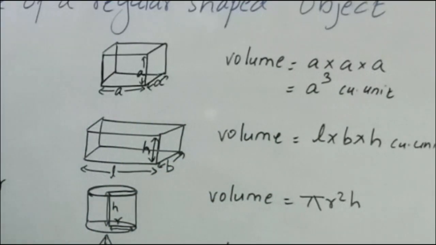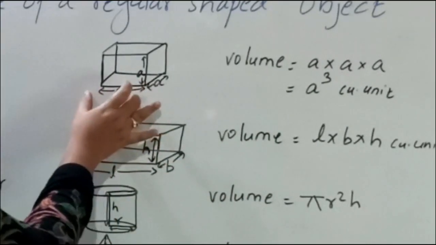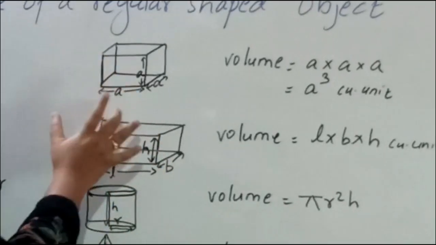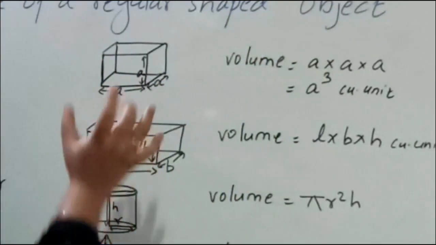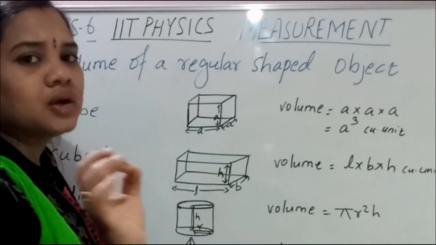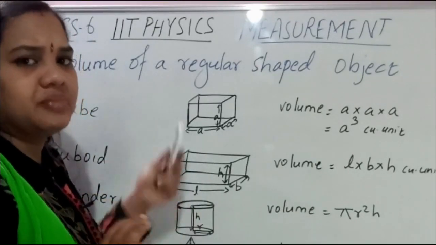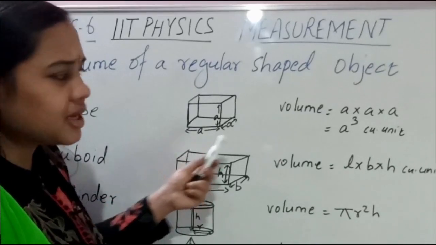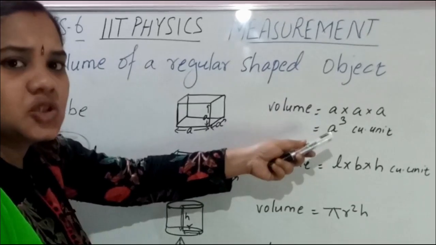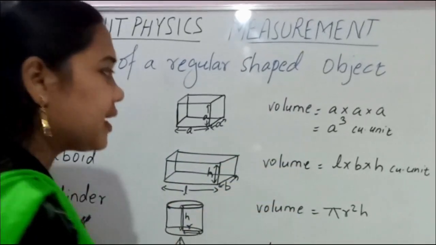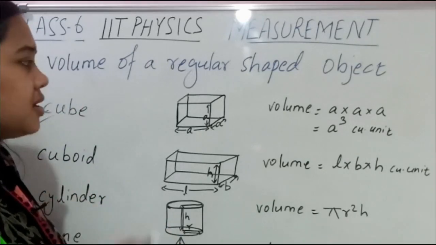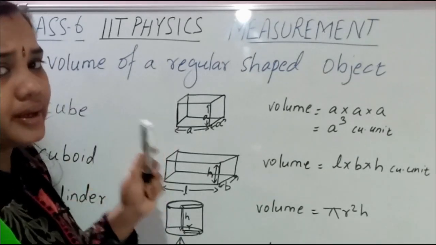Cubic unit means if it is mentioned in centimeter, then cubic centimeter. If it is mentioned in meter, then cubic meter. If it is mentioned in millimeter, then cubic millimeter. That is cubic unit. What is your unit? Meter or centimeter or millimeter, like that cubic. Okay, cubic meter, cubic centimeter, cubic millimeter, like that. Formula: side into side into side, because all edges are equal in length.